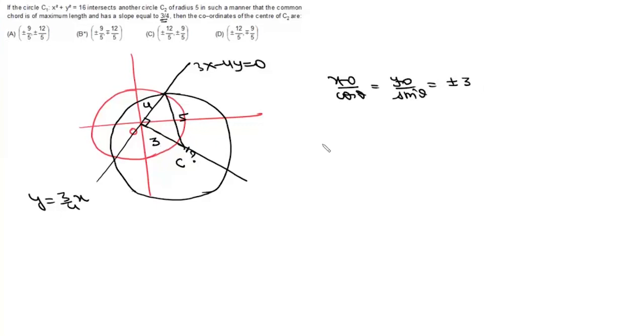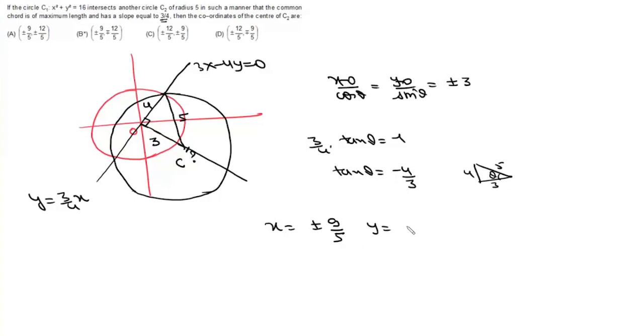And basically the product of slopes is minus 1. So we can write 3 by 4 into tan theta equals minus 1, or simply tan theta is minus 4 by 3. Now if we draw this basic triangle, this is 4, 3 and this is 5. Now sine and cos will have opposite sign. Now if we take cos as 3 by 5, then x will be plus minus 9 by 5 and y will be minus plus 12 by 5. So the center of the circle will be at plus minus 9 by 5 and minus plus 12 by 5. And that's your option B.